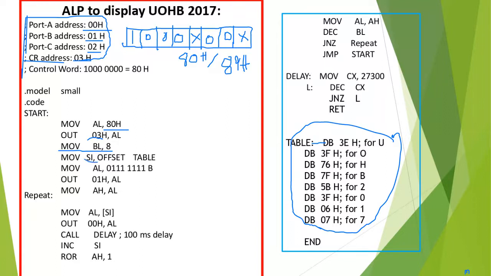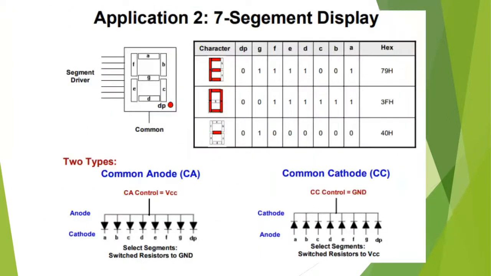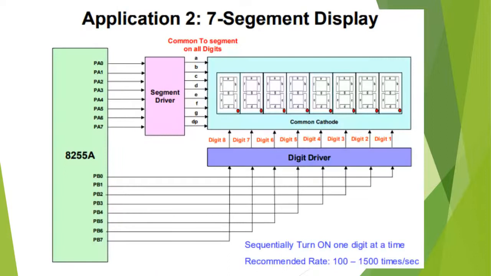And then MOV AL, 01111111. So all the digits of the 7 segment display are inactive, and only this digit is kept active. You can see this first figure. We look at here, for example. To activate this one, we have to send 0 here, right? So all are 1, this one is 0.